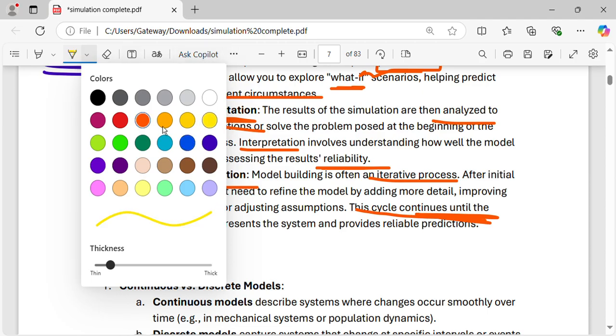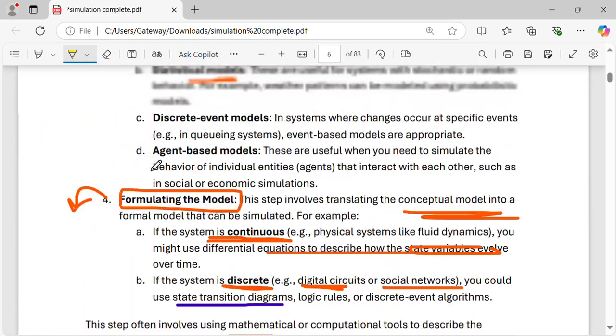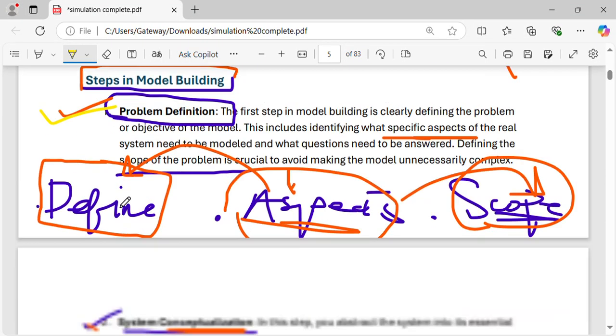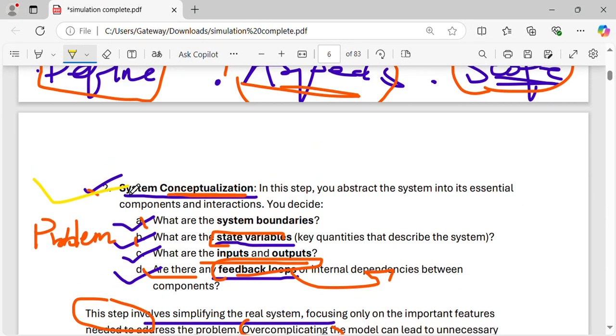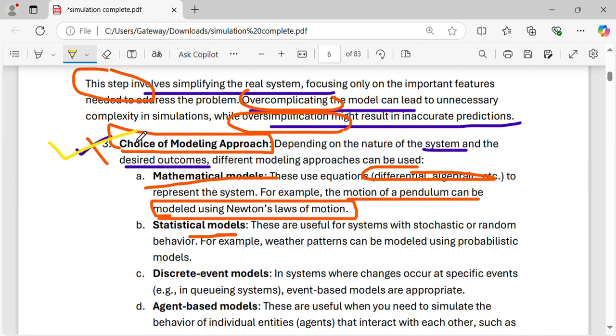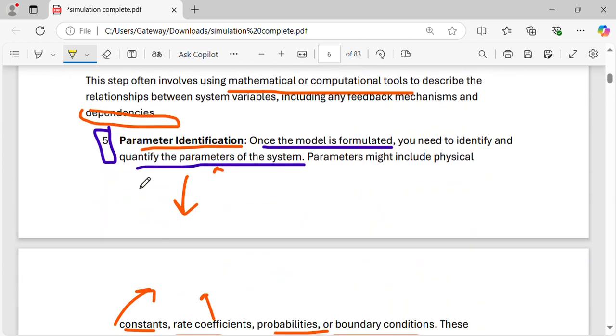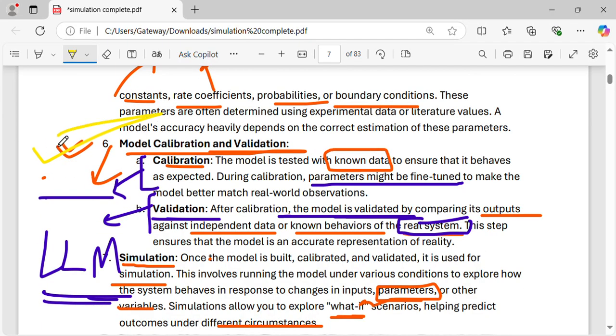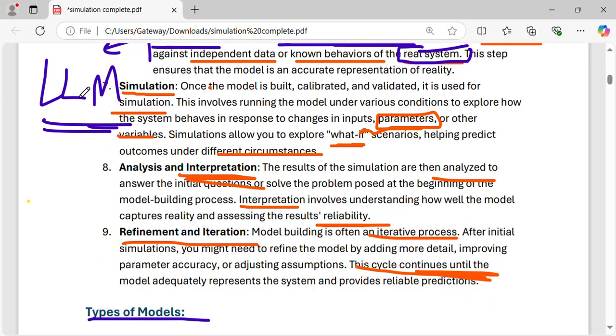So these were our 9 points in model building. First, we define the problem. Then we conceptualize the problem. Then we choose a model. We formulate the model. We identify the parameters. We calibrate and validate it. Then we do simulation, analysis, interpretation, refinement, and iteration.